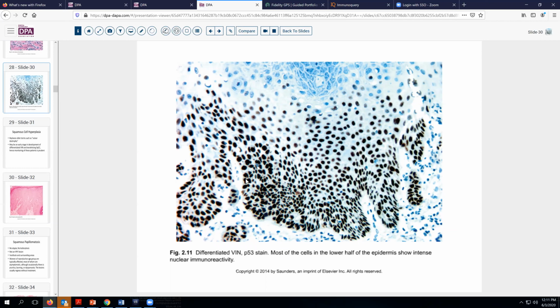This is the homogeneous contiguous pattern of a differentiated VIN, whereas in lichen sclerosus, it's going to be a patchy, more discontinuous pattern of staining with p53. And notice that this is only reflected in the basal layers. By higher up, you lose that staining pattern.